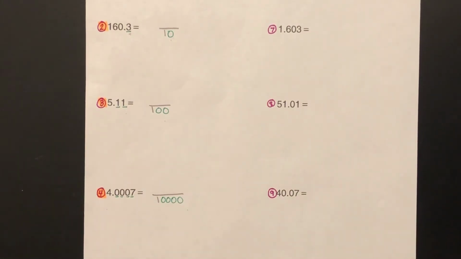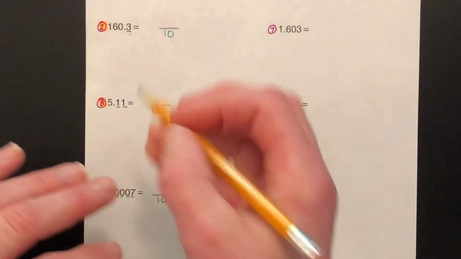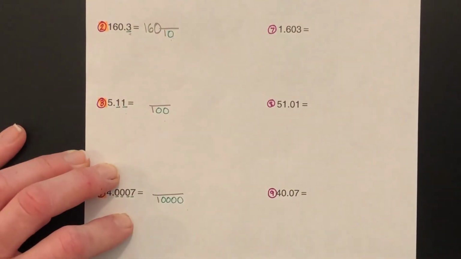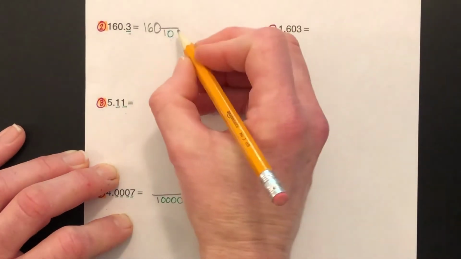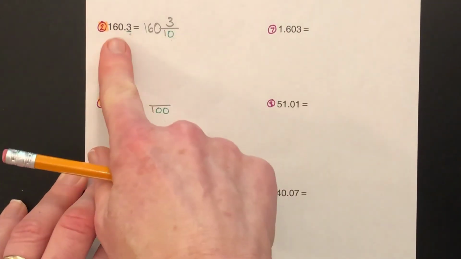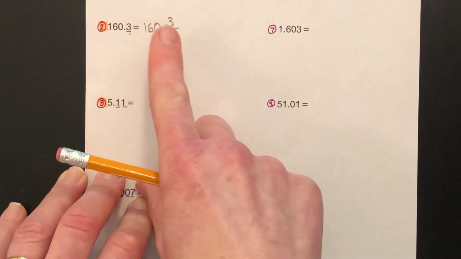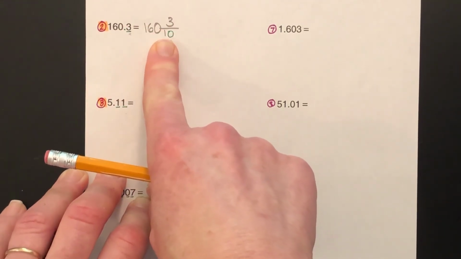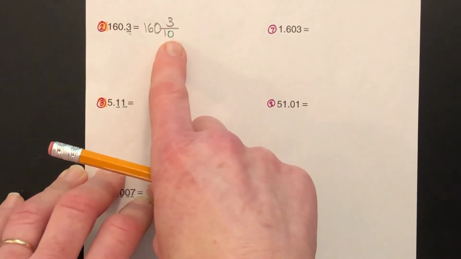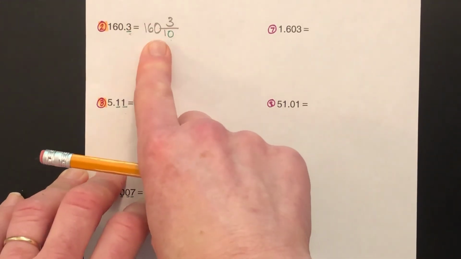Starting with number 2, 160 and 3/10. Well, 160 is a whole number, so I'll just write that in front. 160, didn't give myself much space, did I? And 3/10. That is that number in fraction form. Or technically it's a mixed number because it's got both a fraction and a whole number.